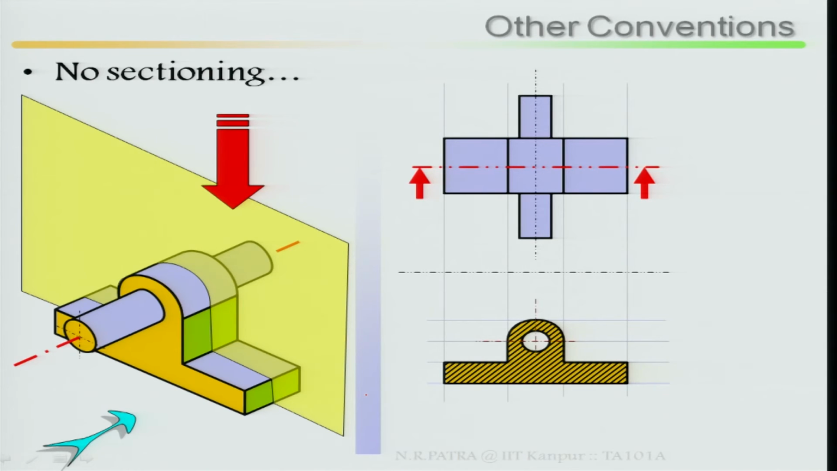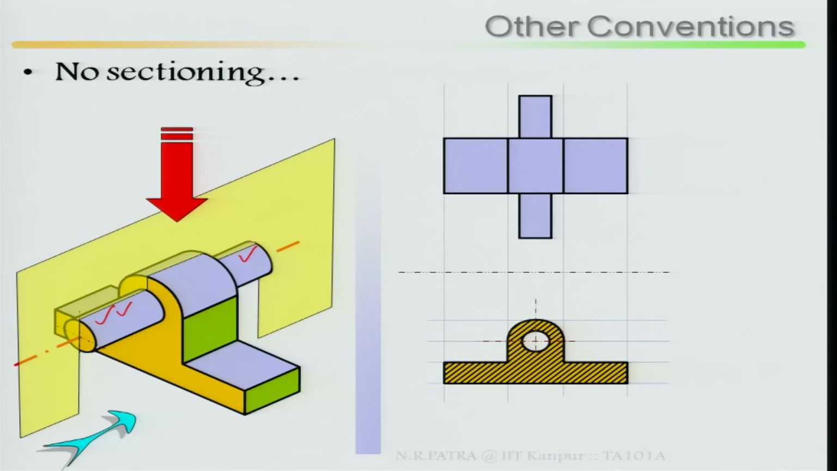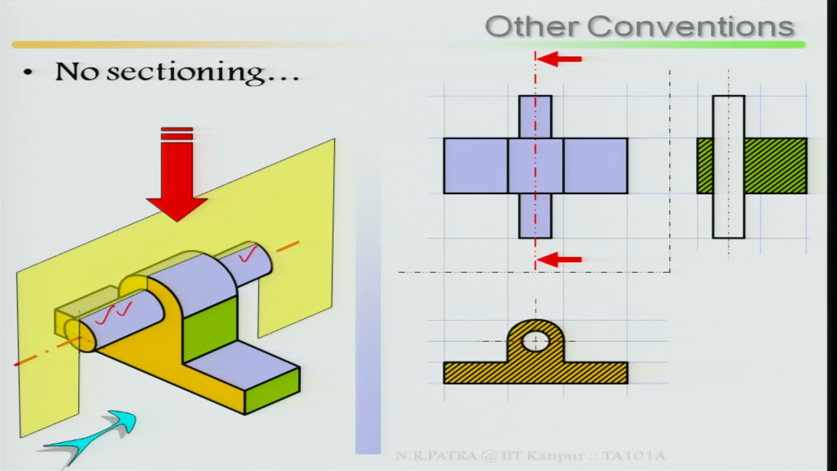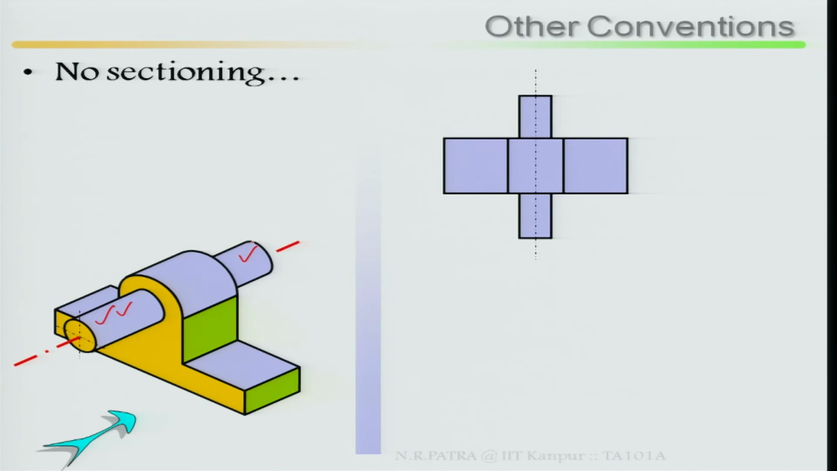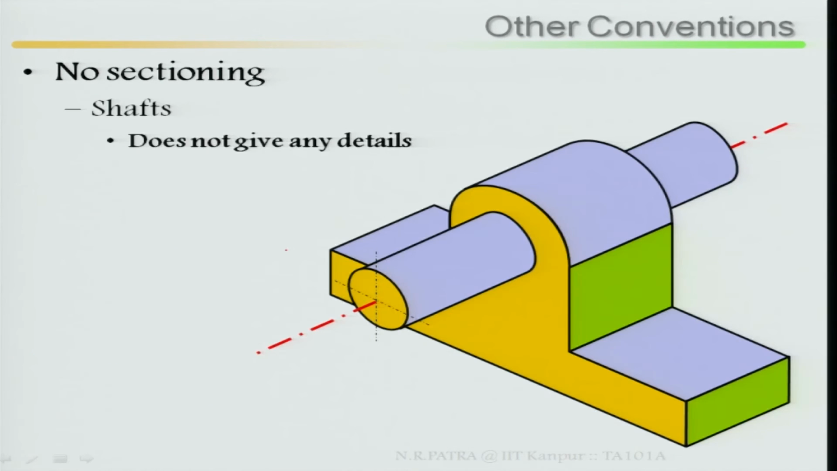Have you marked it? This is your shaft. This part is your shaft, it is going throughout. This is the material and it has been put in, but the moment you cut it, the shaft has not been sectioned. Cut it in this way, how does it look? Look at this example very carefully, it does not give any details of the shaft.